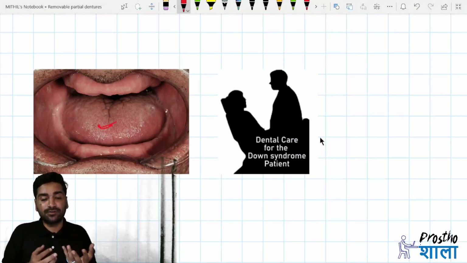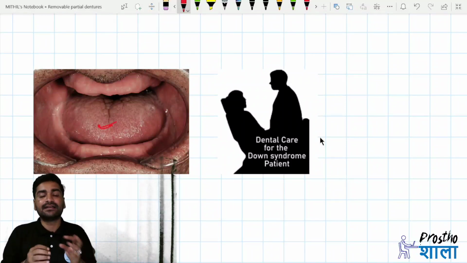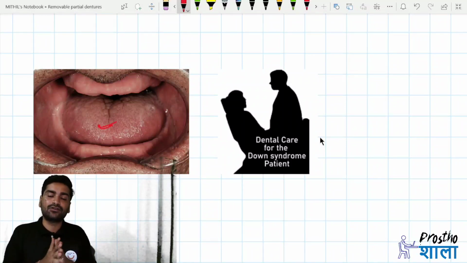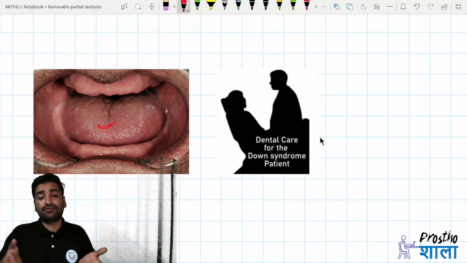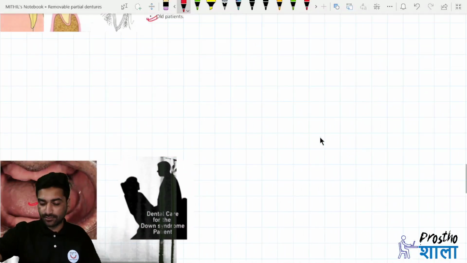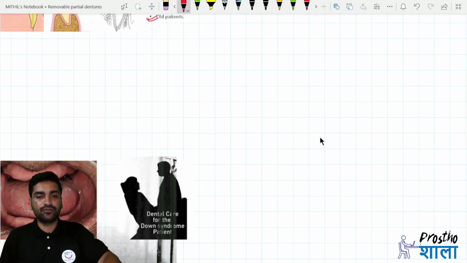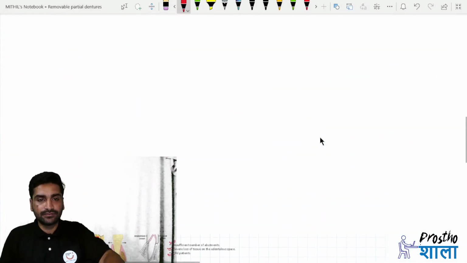If the oral hygiene is not maintained, you can see that the patient is not concerned about his or her hygiene, then in those cases also we can avoid a removable partial denture and go with a fixed partial denture. So this was about the indications, contraindications, and general considerations, and a few terminologies which we should be aware of.